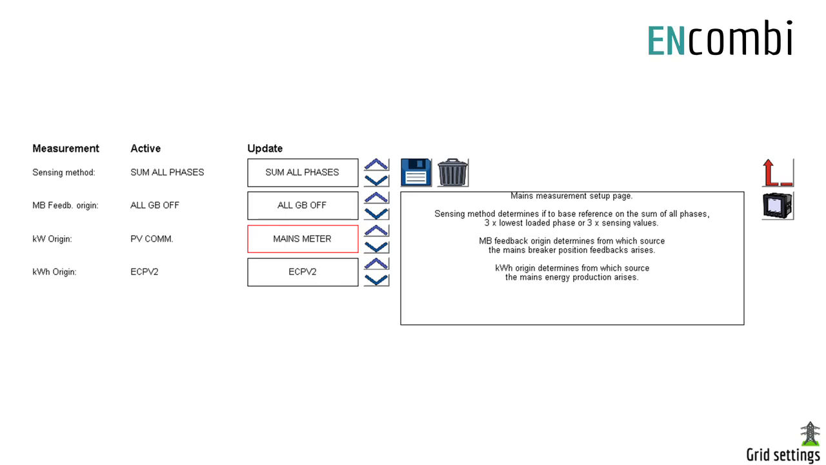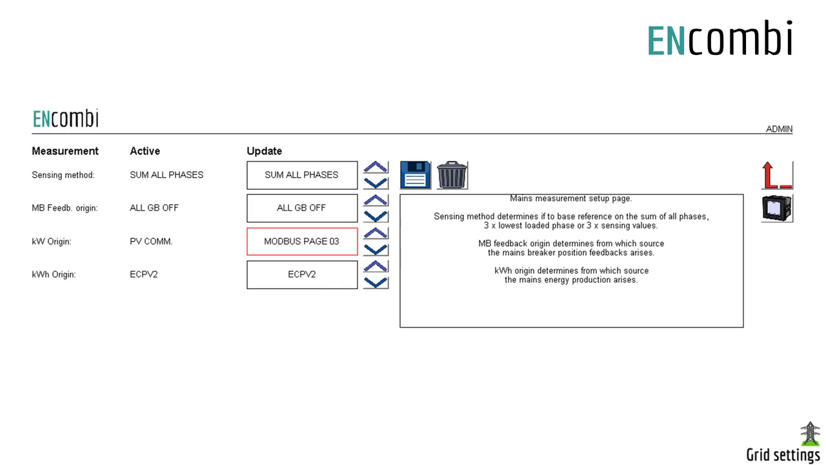ECPV2 will summarize all the connected power meter readings to a collective total of the connected grid power export and import measurements. Up to 16 power meters for sensing the grid production can be installed for this setting. The next setting option is Modbus page 3.